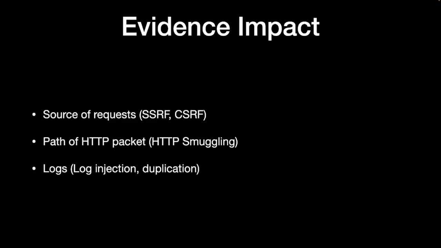So to wrap up, for all of the impact on the evidence for all these different exploits, the source of requests could be impacted by different request forgery attacks, CSRF or SSRF. Also, the path of the HTTP packets could be impacted, where you may not understand where this packet came from, and you have to understand if the intermediate servers could have looked at this packet differently. That's specifically HTTP smuggling. And then logs in general: there's log injection, maybe log duplication, understanding how the server is impacted by those duplicate logs, and if there's some data missing. So all of these could impact the evidence that you're looking at during an investigation.